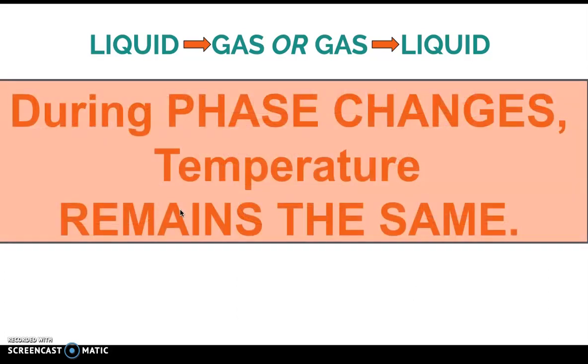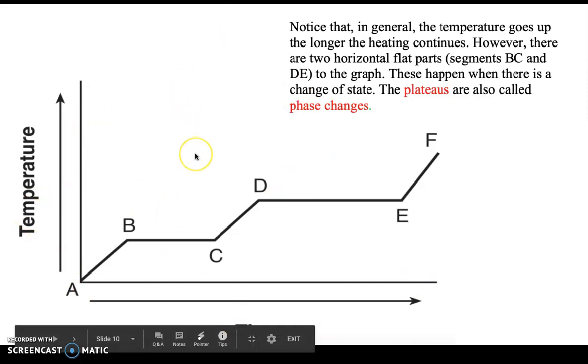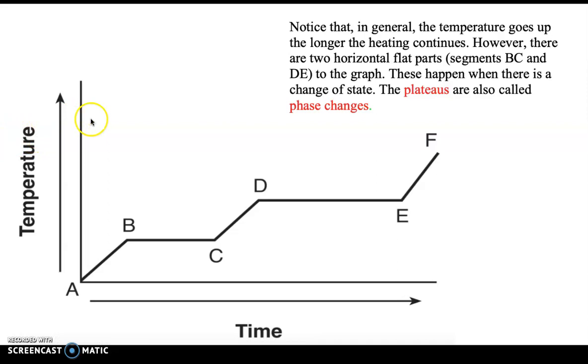With that being said, during phase changes, temperature always remains the same. So during phase changes, temperature remains the same. This information is very important for understanding how a heating curve works. So going back to our heating curve, this is how it looks. Before I get into that, this is the heating curve. We have different steps along the heating curve, which I'm going to explain in a few.